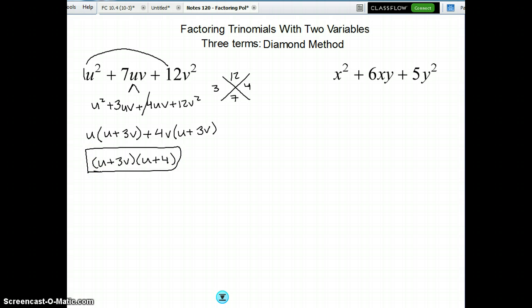Go ahead and take a moment to pause the video and try the next and last one on your own. You should have broken down your middle coefficient into positive 5 and positive 1. Factoring out the greatest common factor, you should have been left with x plus y in one parentheses with x plus 5y in the second parentheses.